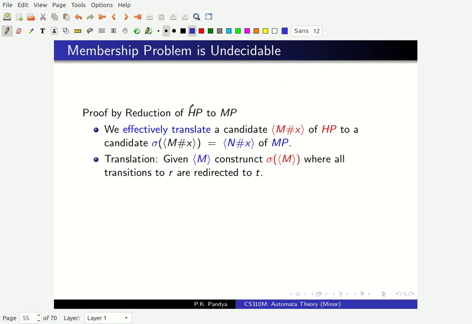How do we do this translation in order to reduce HP to MP? We do the following. Given this MX pair, the X part remains as it is. The M part changes. The machine description, the 9-tuple of the machine M, is changed to a different 9-tuple of machine N. All we do is we examine the transition table of M, and every transition of M which goes to R, we redirect it to go to T. So now no transitions in this transformed M, which we call N, are going to the reject state. Instead, they are all going to the accept state. So when you go to the accept state, basically you are determining whether M halts on X, instead of whether M accepts X or not, right?